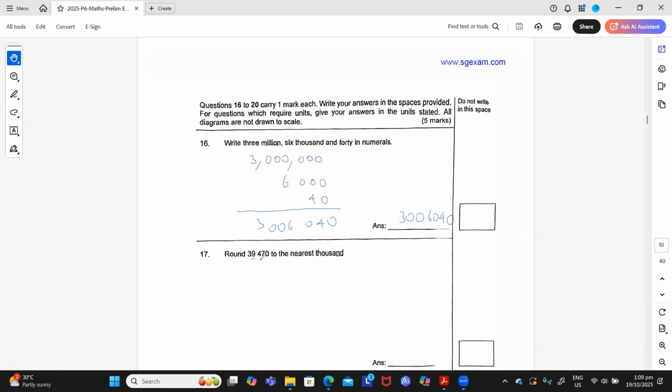Question 17. Round off the following number to the nearest thousand. So this is the 1,000. The number next to it is 4, so 94 will drop down to 90. So it's simply 39,000. Let's write down 39,000.